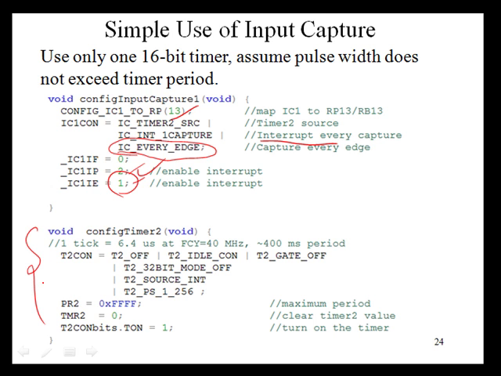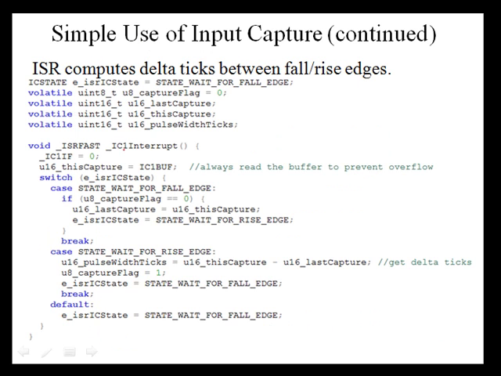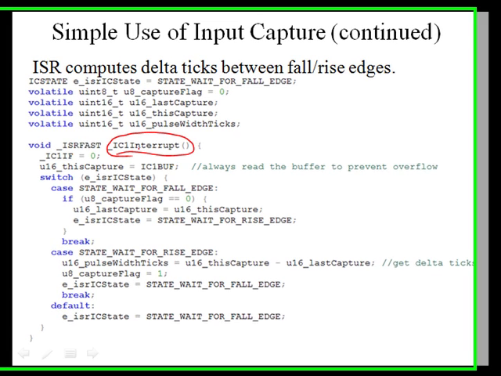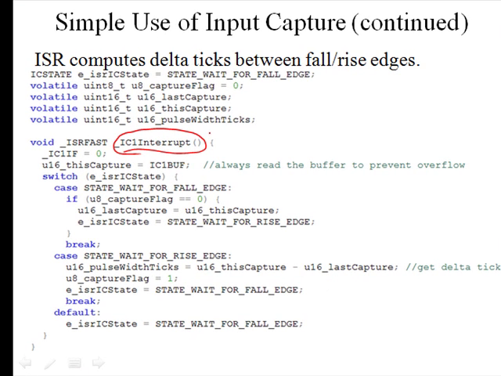We're also going to configure our timer 2. In this case, we configured our timer 2 with the maximum prescale of 256 to give us our longest possible period. We set our PR2 value equal to the maximum value as well. That way we can just subtract the two capture values, rising and falling, and get our delta ticks. The input capture interrupt is going to be caused every time a capture is made, and the capture is going to be made every time we get an edge, either falling or rising, at our pin.